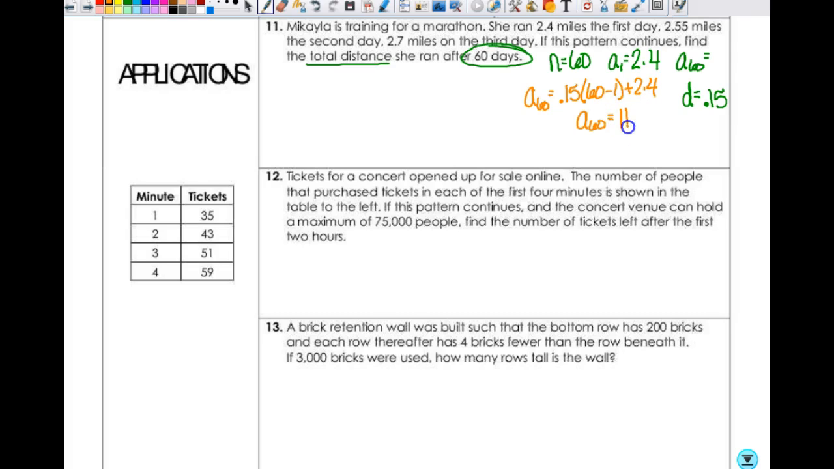You should get 11.25. Okay. So in order to actually find the sum, I need the n, I need a1, and I need a60. I've got all that stuff. So the sum of the first 60 days is equal to 60 times 2.4 plus 11.25 over 2.